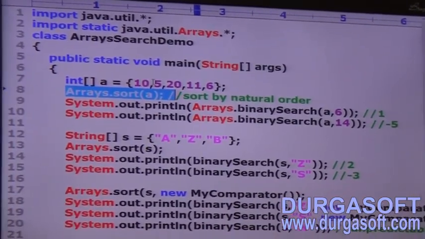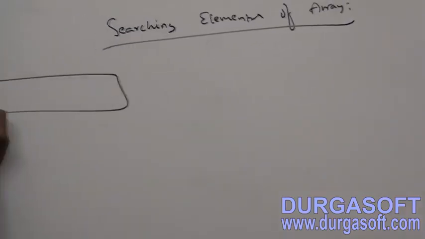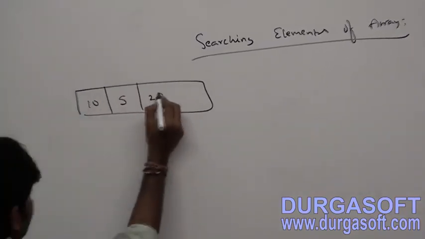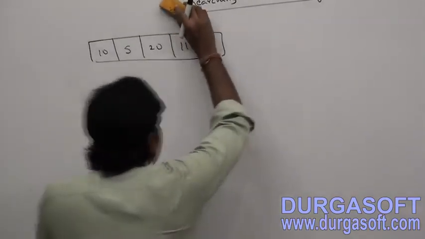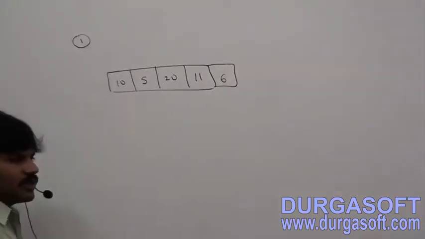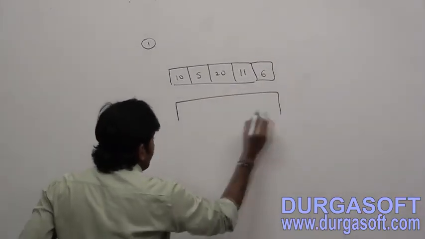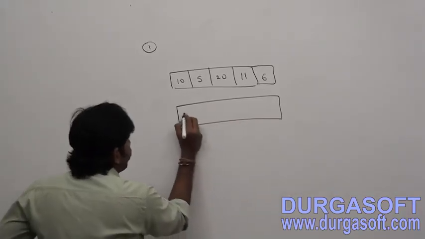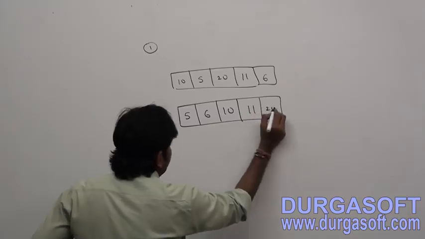Here see this one. Sir, what is the array? Can you spell out what is the array? 10, 5, 20, 11, 6. Now listen a bit carefully. Okay, first category this is. Now after sorting, this array will become 5, 6, 10, 11, 20, right?